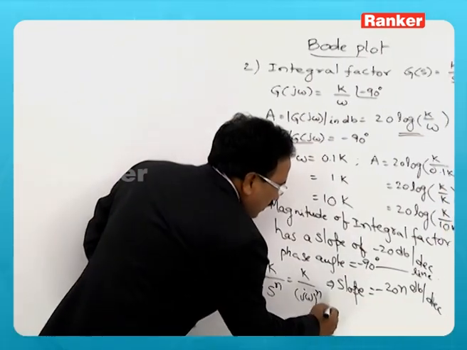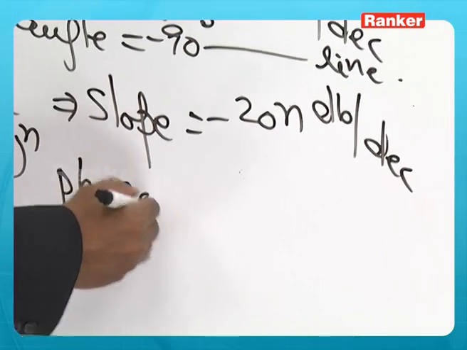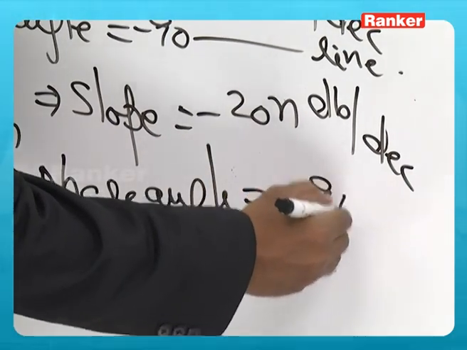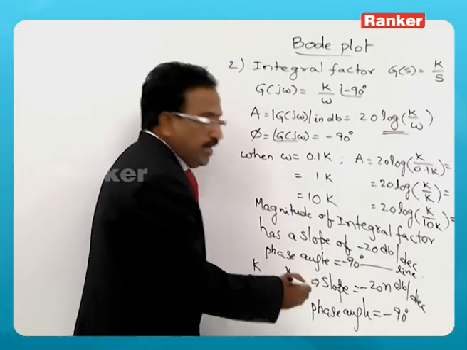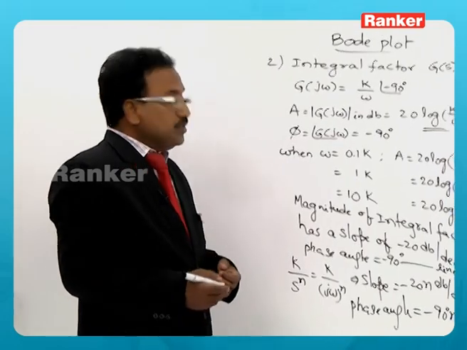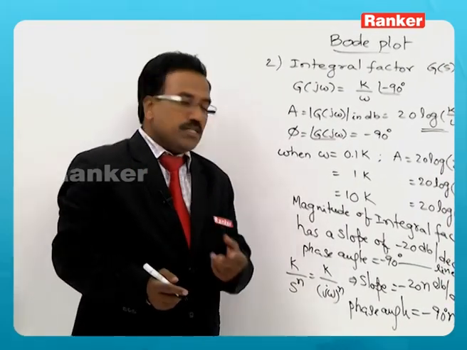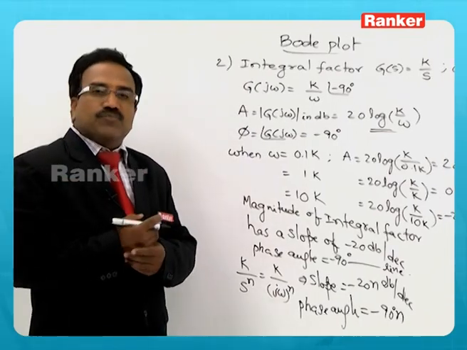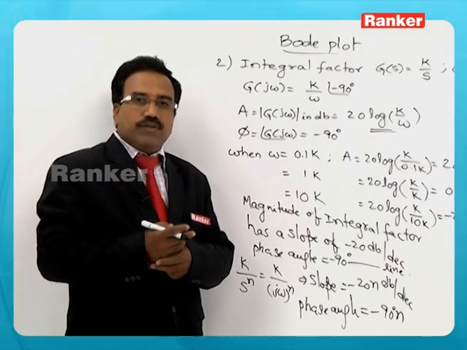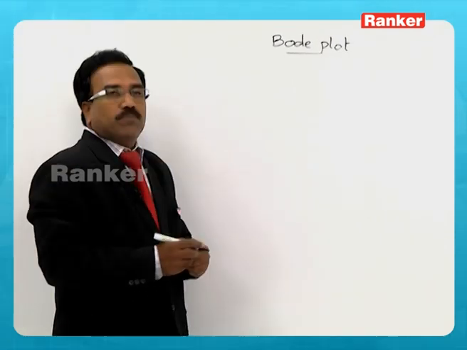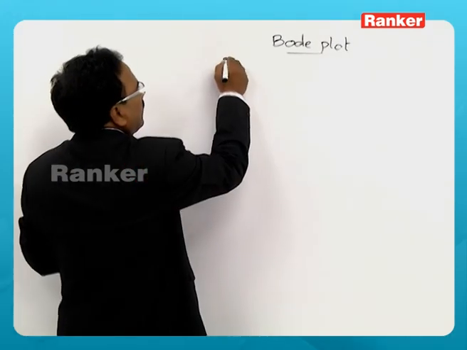Similarly, for the phase angle term, instead of minus 90, there is an n in the function. So, minus 90 n means if there are 2 poles at origin, the phase angle will be minus 180 degree straight line. Still it is independent of frequency. Now, let us see the Bode plot for derivative factor.